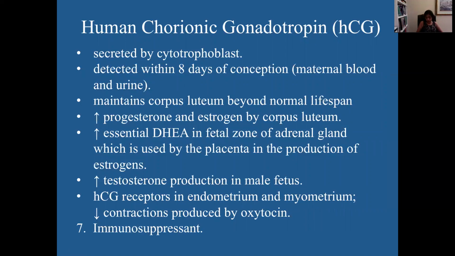Let's talk about human chorionic gonadotropin and its role in the body in a pregnant situation. So we already know the source, that is the cytotrophoblast, and it is detected within 8 days of conception. So we need to think about when conception happened. Conception is when the sperm cell and the secondary oocyte come together and fertilization happens. So let's talk about the days.